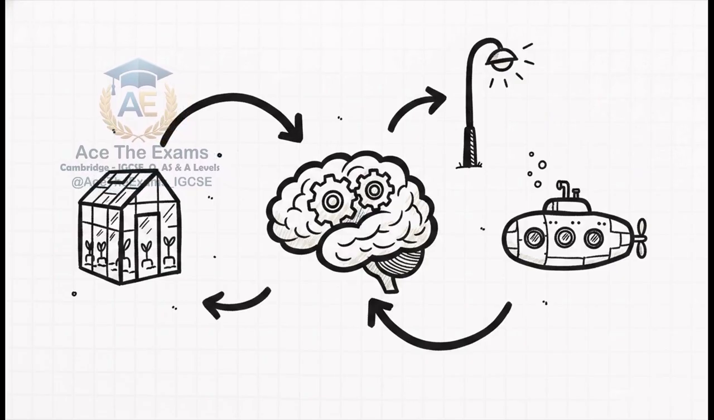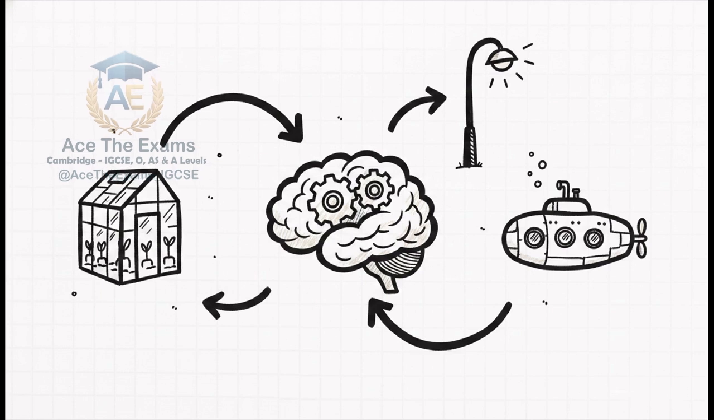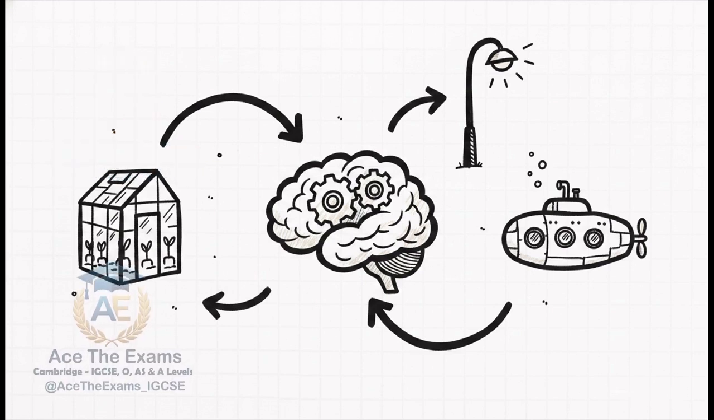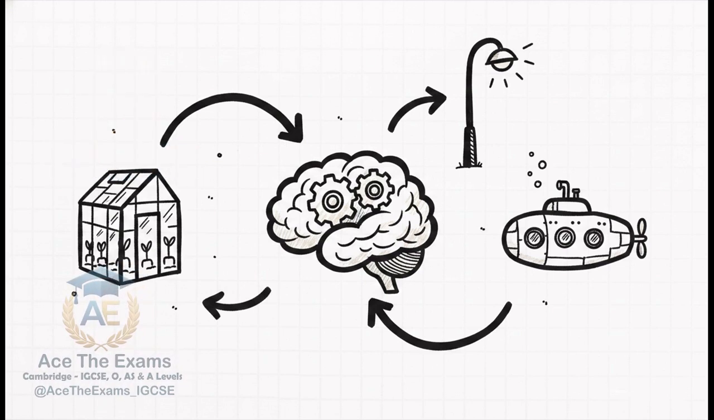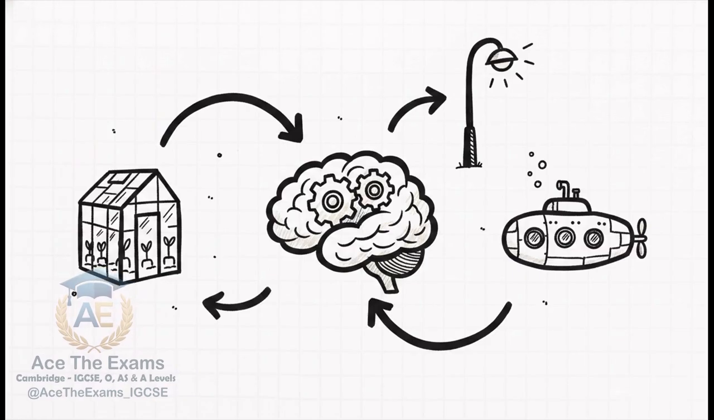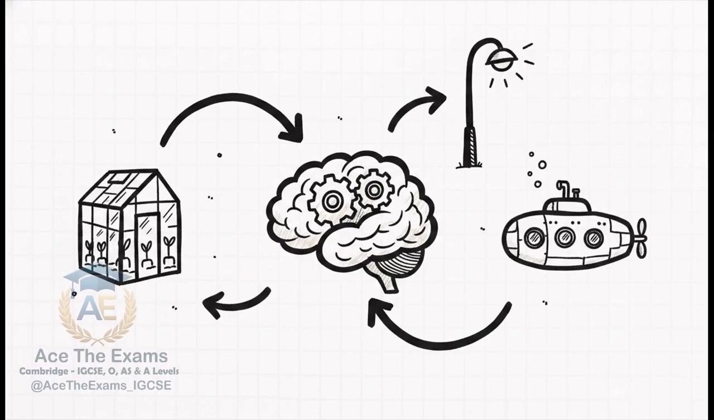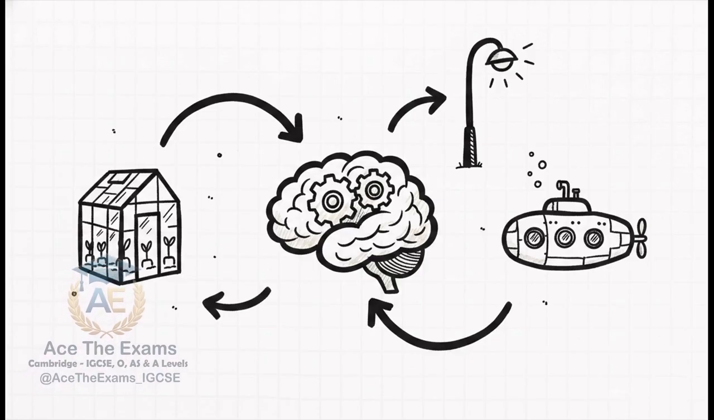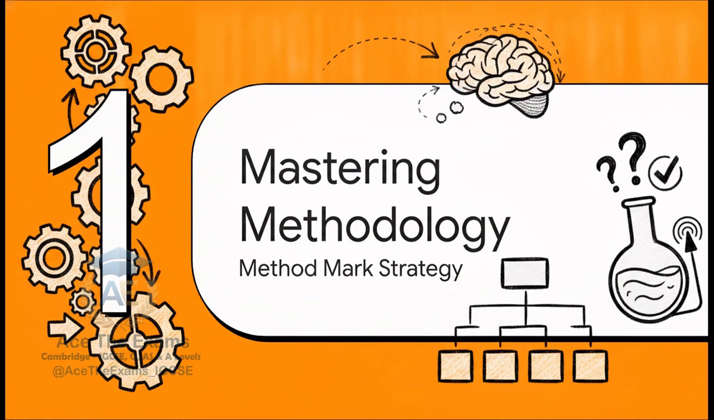Think about it like this. If you've studied how a light sensor works in a standard greenhouse, and the exam suddenly throws a curveball and asks about a light sensor in a deep-sea submersible, or maybe a smart city street lamp network, you shouldn't panic. You just need to take those core conceptual principles and dynamically apply them to this brand new problem. So, how do we actually do this?